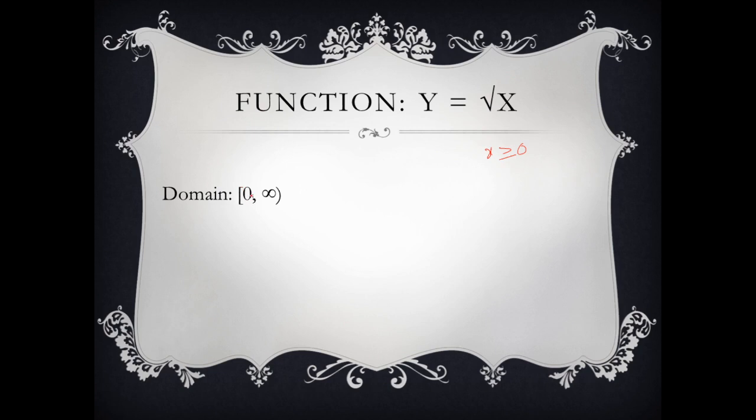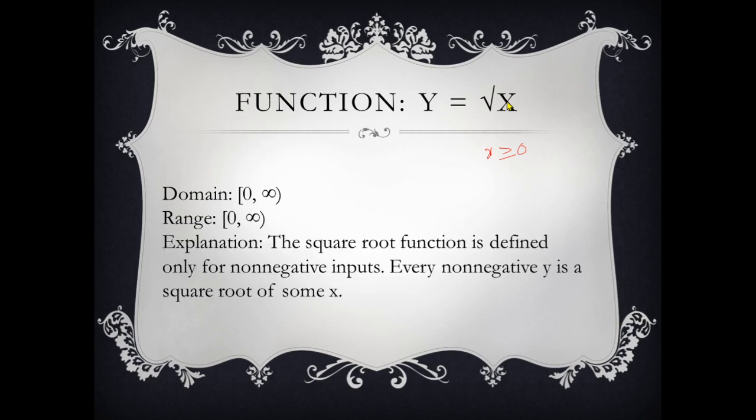Now the range. The domain is 0 to infinity. Range is also 0 to infinity. It allows the set of all possible input values from 0 to infinity. The output is also from 0 to infinity, the set of all possible output values, 0 to infinity including 0. That is the range of the function y equal to root x. The square root function is defined only for non-negative inputs.